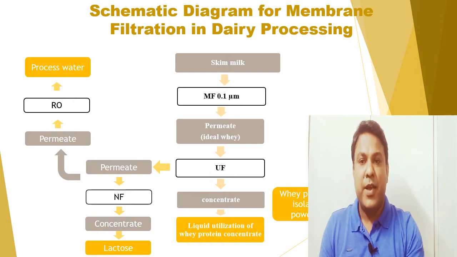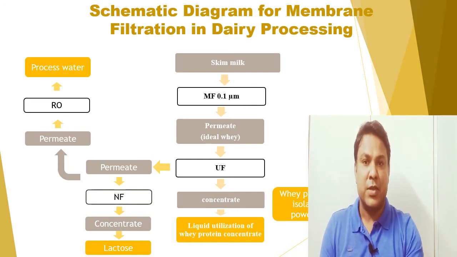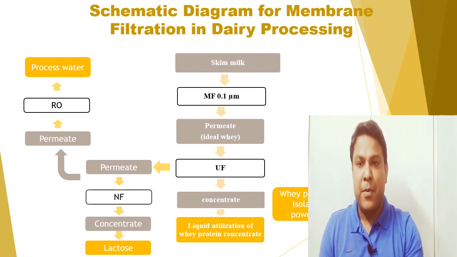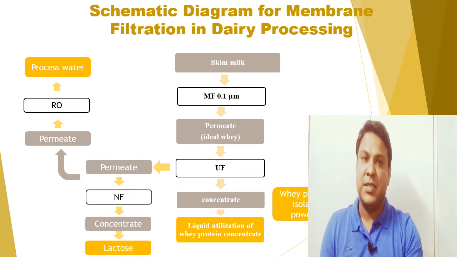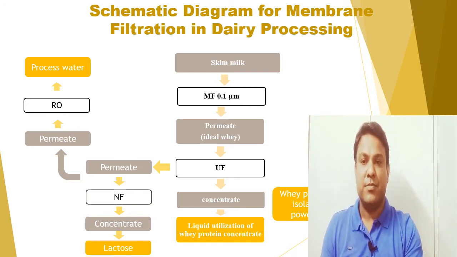As a permeate, it is passed through nanofiltration and gives lactose as the concentrate, another useful component of the whey. The permeate, when it passes through RO, that is reverse osmosis, gives processed water. So all the parts of skim milk are utilized with the help of membrane separation.